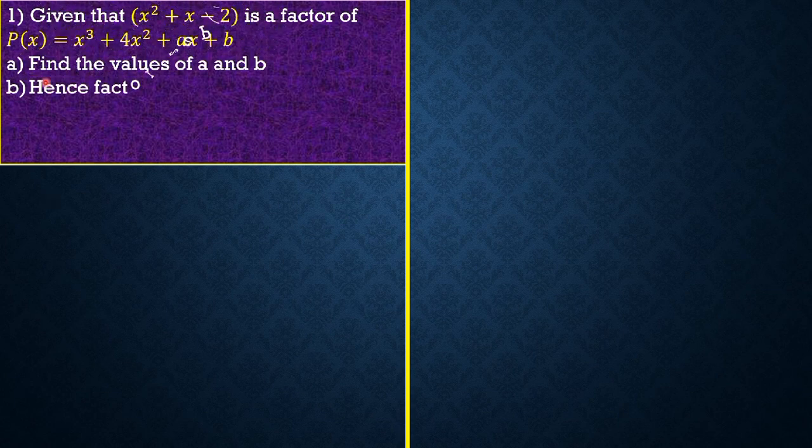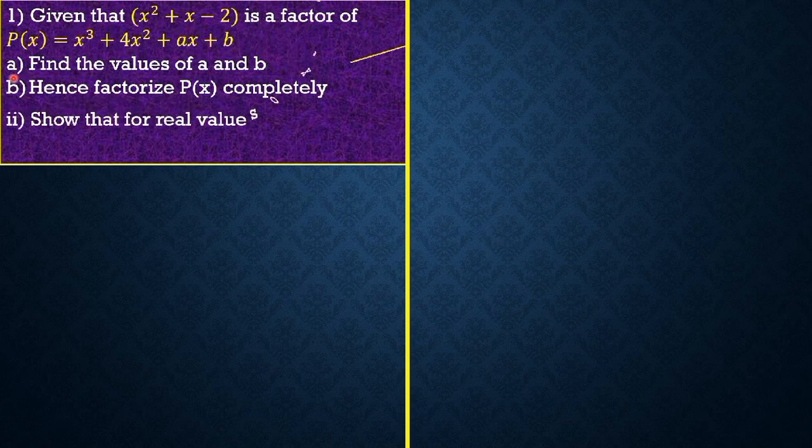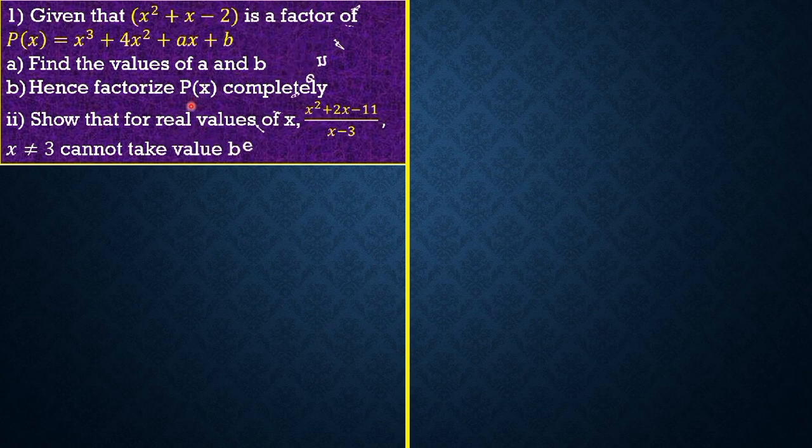Okay friends, let's have the first question set up on screen. The first question simply reads that given that x squared plus x minus 2 is a factor of p of x equal to x cubed plus 4x squared plus ax plus b, we should find the values of a and b. We should hence factorize completely, and we should show that for the values of x, this expression cannot take values between 4 and 12. Alright, so let's start with the first.